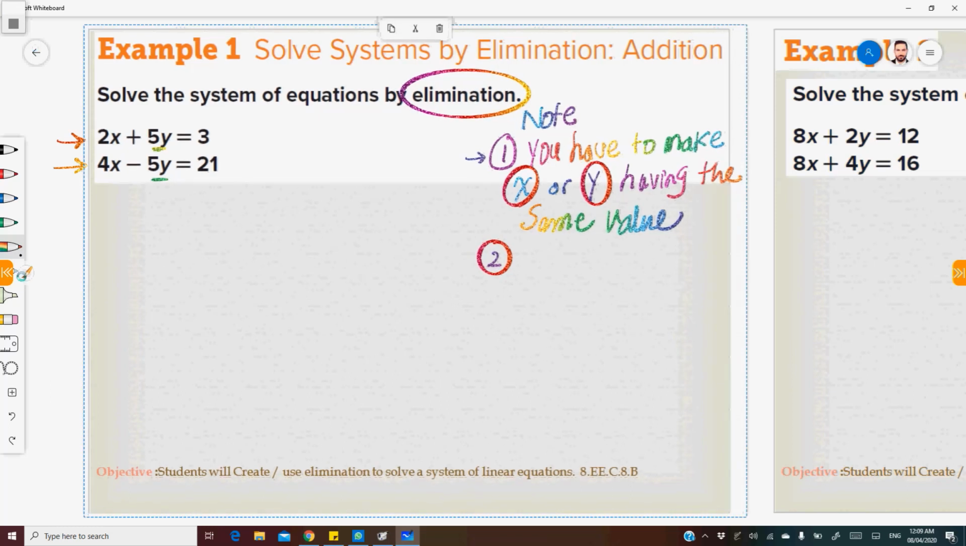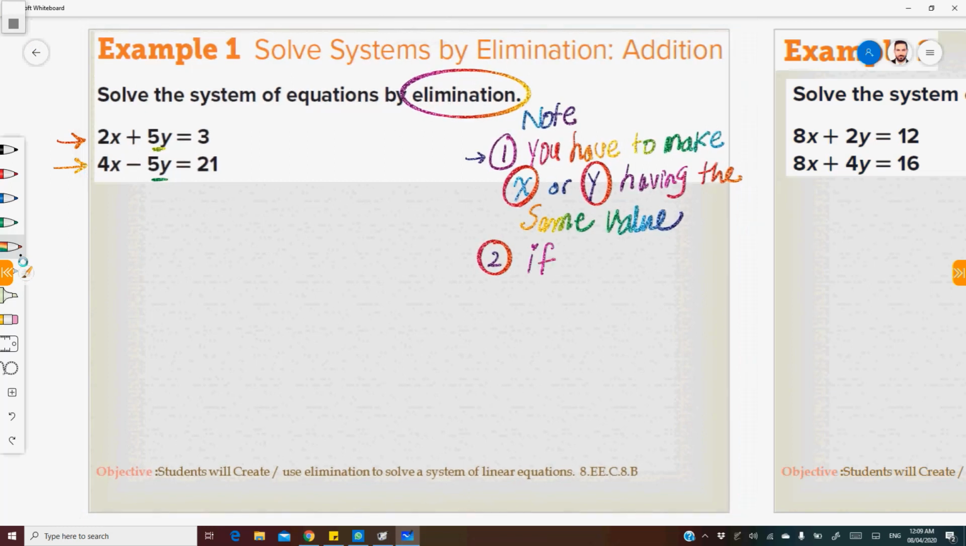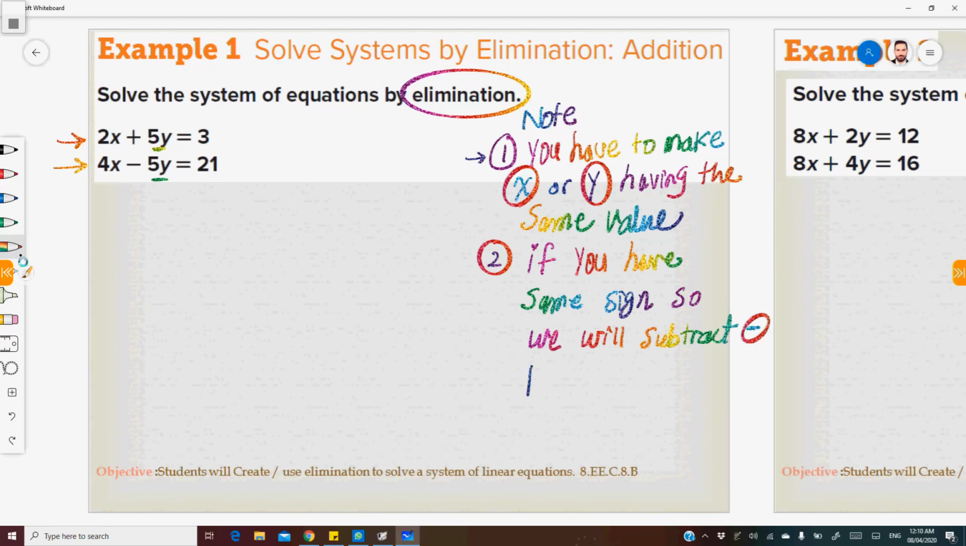Okay, mister, what is note number 2 before starting to solve? Before we solve, note number 2 is: if you have the same sign, we will subtract. We will subtract if we have the same sign. If we have different signs, we will add.